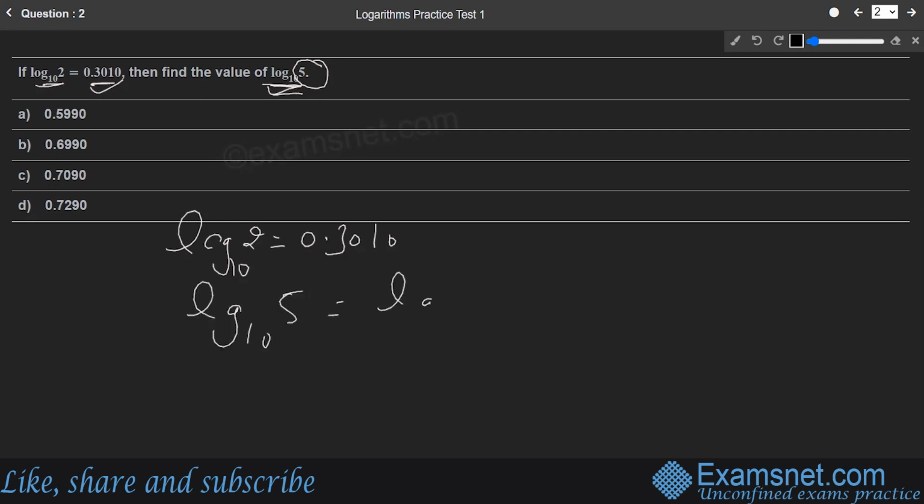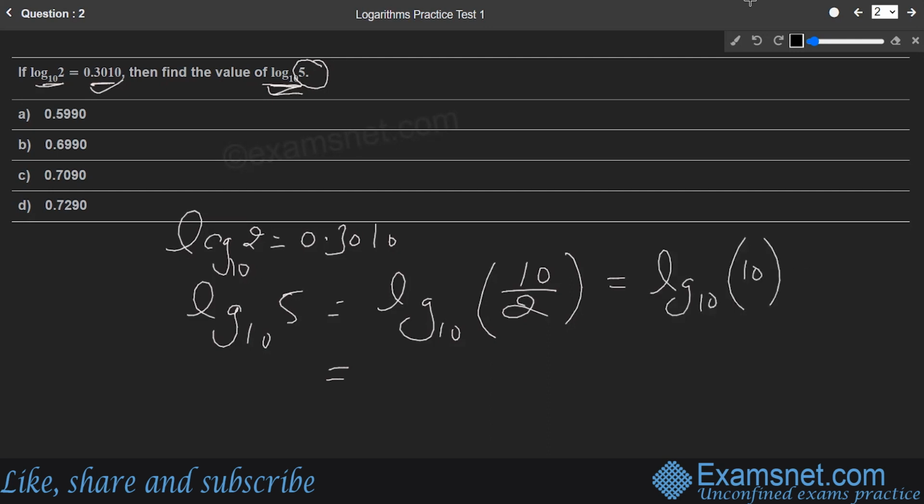So this log base 10 of 5 can be written as, in place of 5, we can write 10 by 2. Why are we doing that? So that we can convert this particular 5 into some form of 2. Now, if we do further manipulation, this can be written as log base 10 of 10 minus log base 10 of 2. How can I write it like that? Because there is a property.